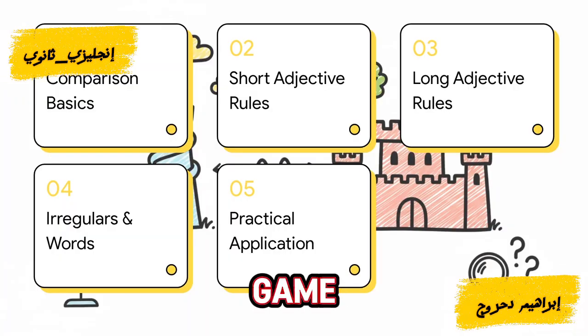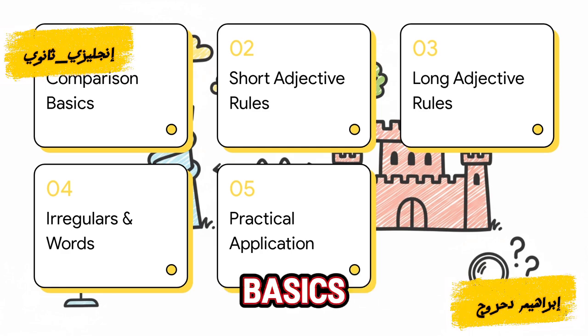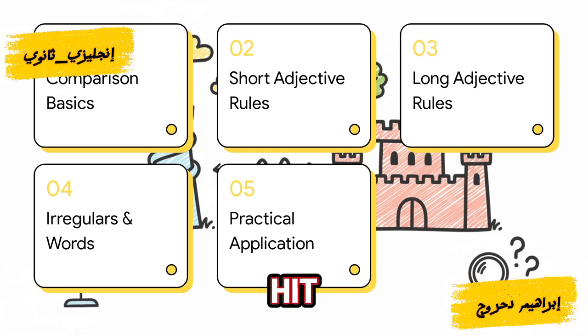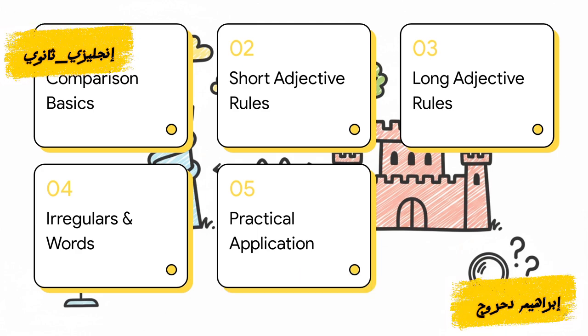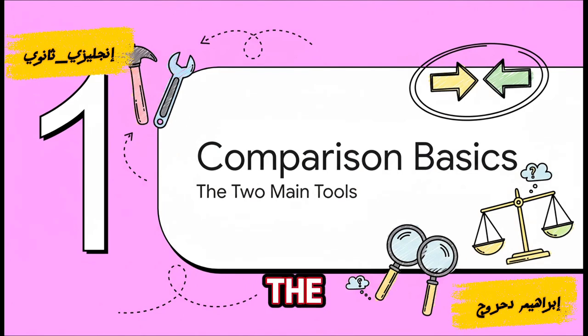Okay, so here's our game plan. We're going to start with the absolute basics, then we'll get into the rules for both short and long adjectives. After that, we'll hit those tricky exceptions that you just have to memorize, and finally, we'll put it all together to see how it works in the real world. Let's do this. First up, the basics.